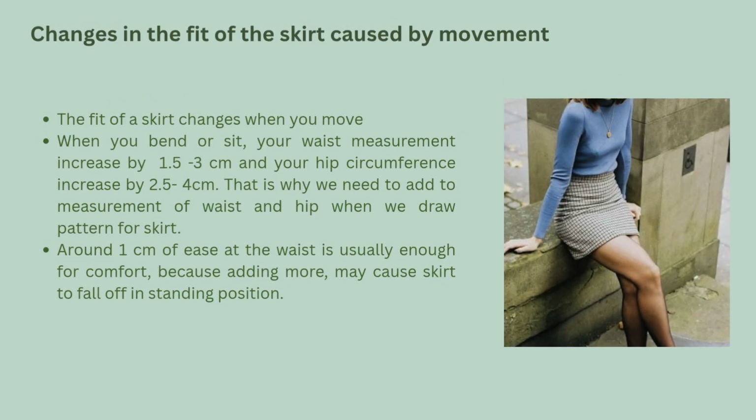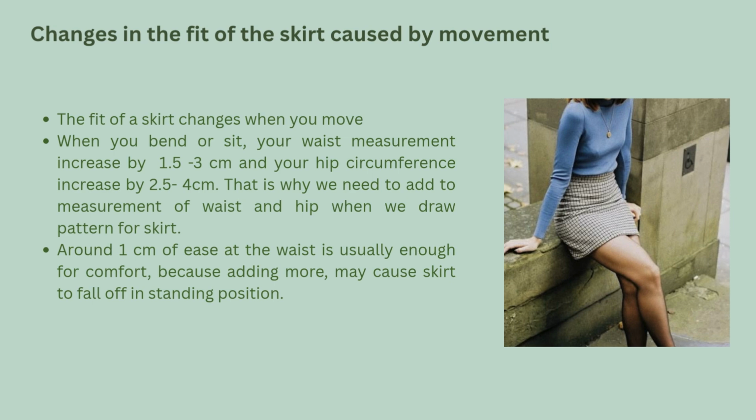But how much does our body change in sitting position? When you sit or bend, your waist measurement is increased by 1.5 to 3 centimeters, and your hip circumference increases by 2.5 to 4 centimeters. That is the main reason when we are making pattern for a skirt, we need to add some ease to waist and hip. But how much?